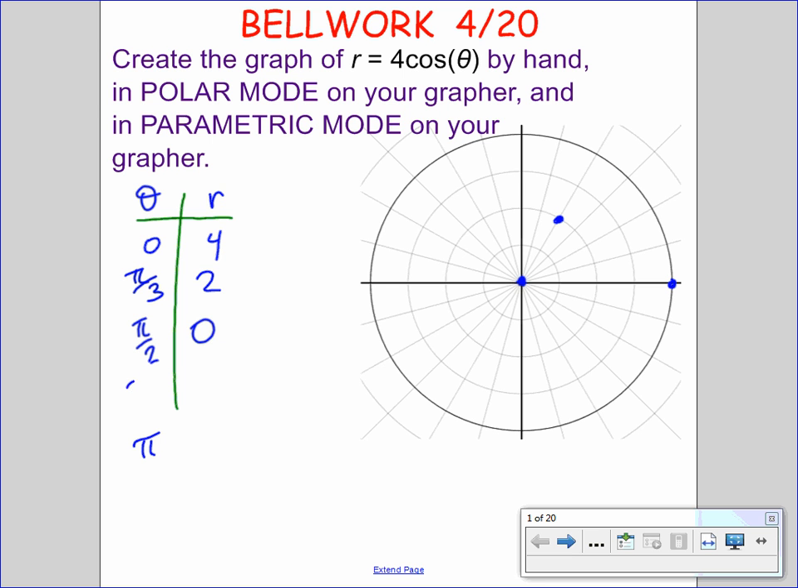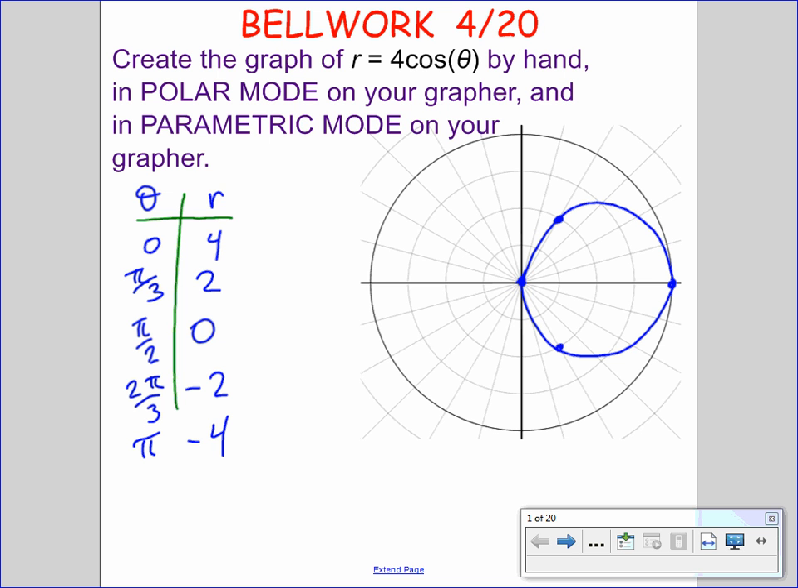So 2 pi over 3 will give us negative 1/2 times 4 is negative 2. So 2 pi over 3, negative 2. There we go. And pi, negative 1, negative 4. And we're back. So if we continue making points, we see a nice circle with symmetry about the x-axis, and we saw that was the case with our cosine-based functions in parametric mode.